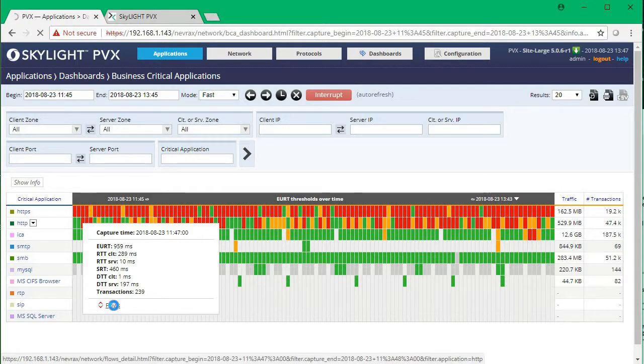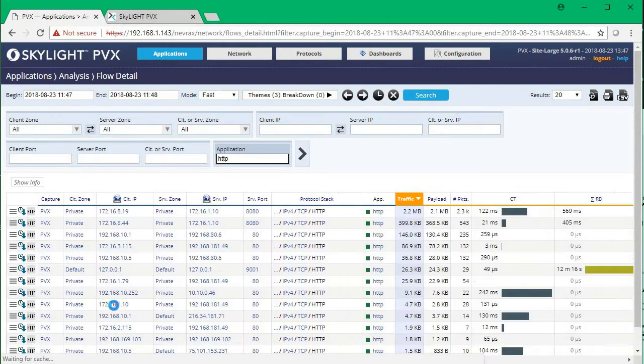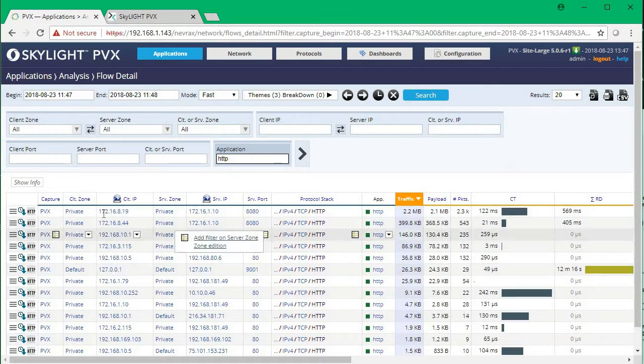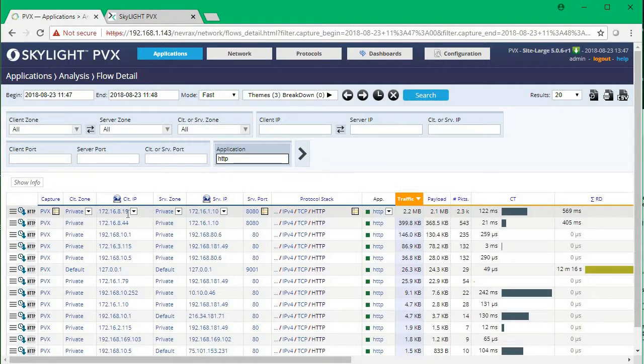But we can also come down, sorry I moved it, we can also come down and look at the flows of that particular time span, and we can see kind of what's going on, the amount of traffic moved between client and server. Here's the client IP talking to the server IP. Again, the protocol stack HTTP, how much traffic was moved, how many packets, etc.